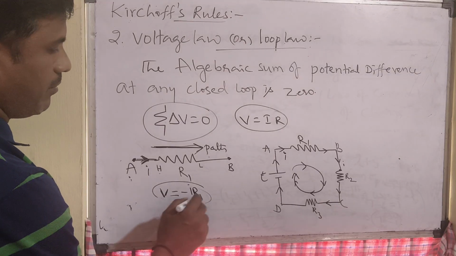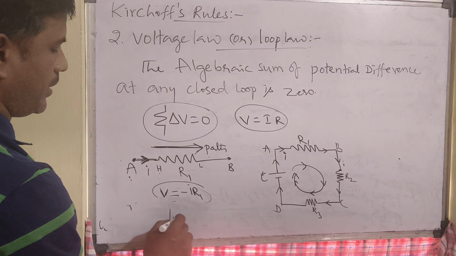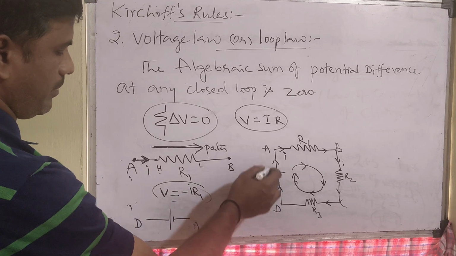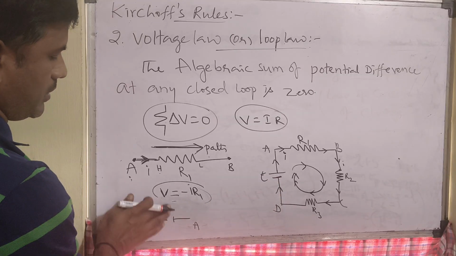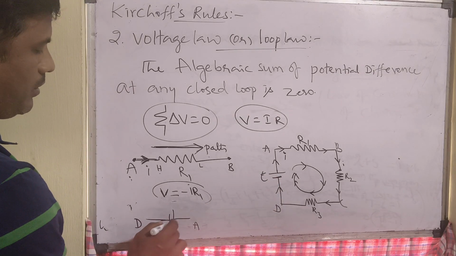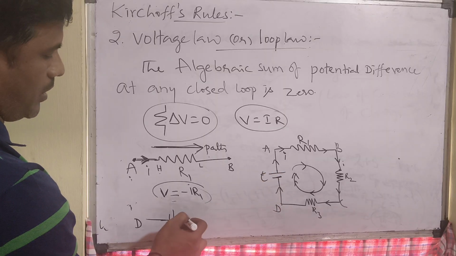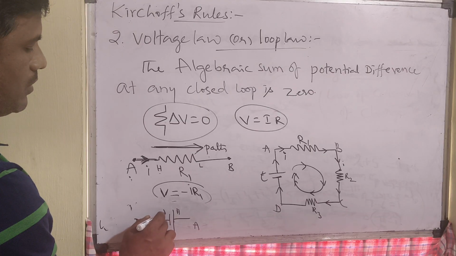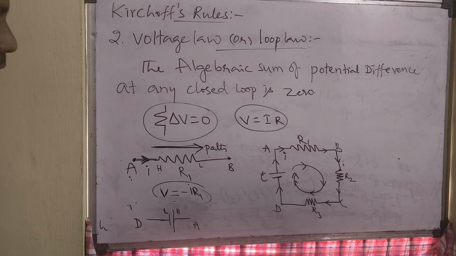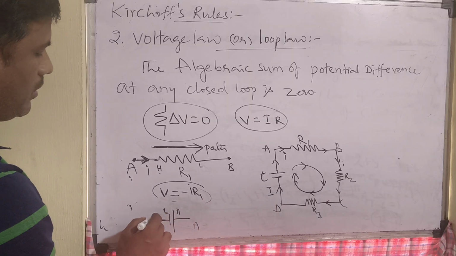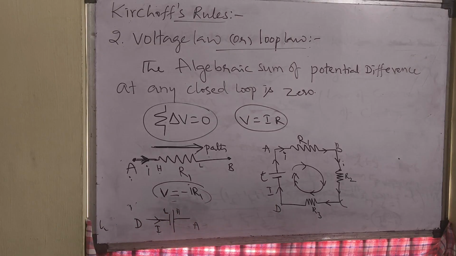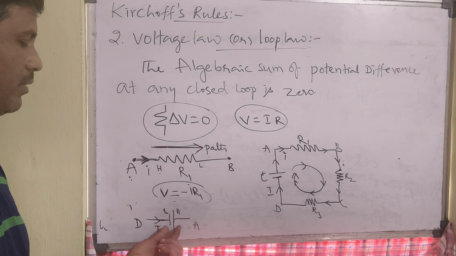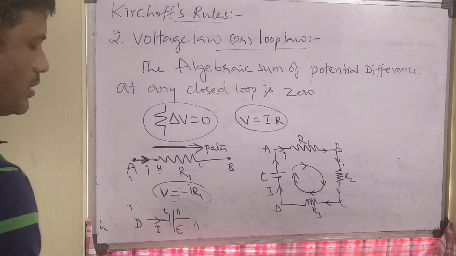Now EMF, cell related. For example, this is the cell, and we consider D to A. On the D side there is the negative terminal, right? On the A side there is the positive terminal. The positive terminal we always consider as high voltage, and the other as low voltage. The current direction is this one. Here it does not depend on the path. Clearly observe here. EMF means total potential difference.